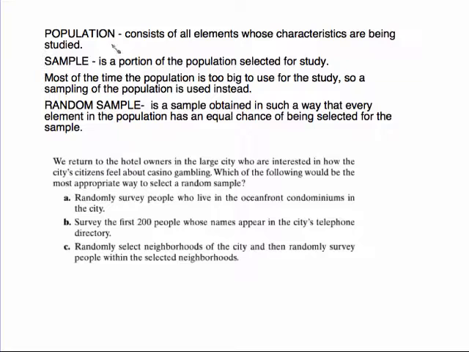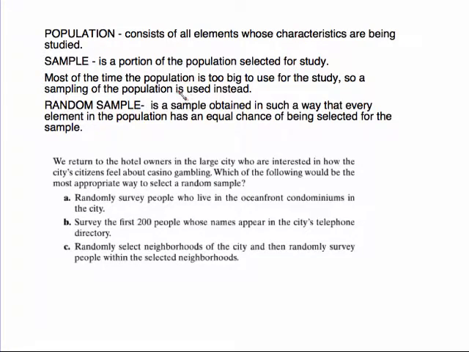A population consists of all elements whose characteristics are being studied. So the population could be the students in the class, or the population could be the kids at the daycare center. A sample is a portion of the population selected for study. So for our classroom example, I might just pick the girls, or I might just pick the boys, or I might just pick the front row. With the daycare center, I might just pick the 3-year-olds or the 4-year-olds.